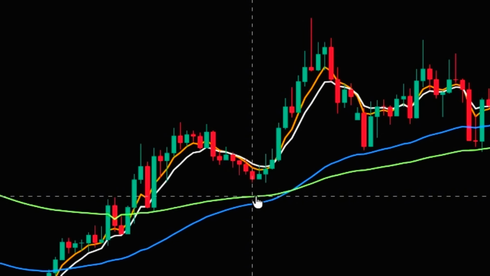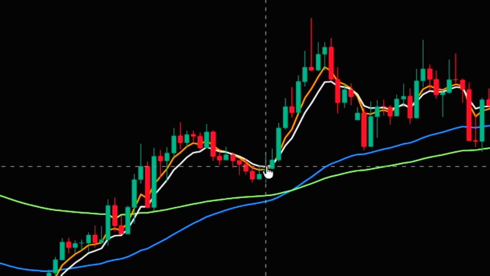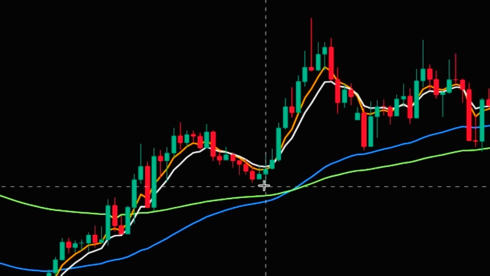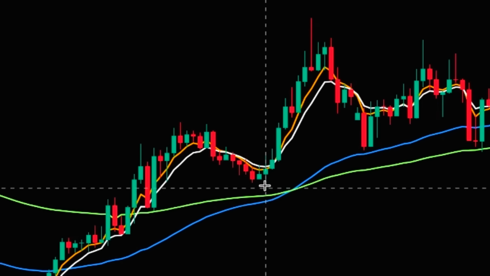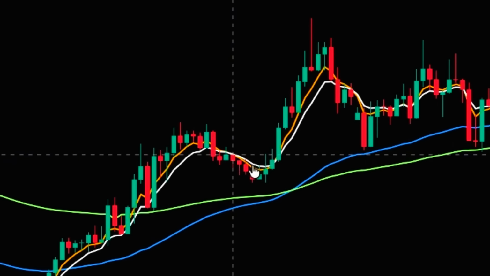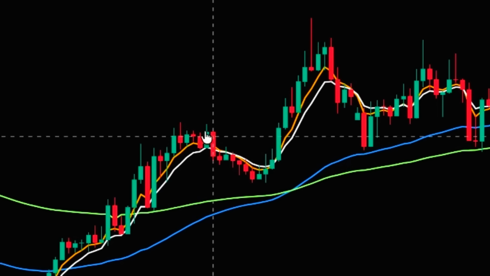There could be another form of pullback where the orange line doesn't go below the white line, but the price touches these moving average lines. I will explain that case in another example. So here you can see that the orange line went below the white line, and this tells us that probably a pullback is forming on the chart.